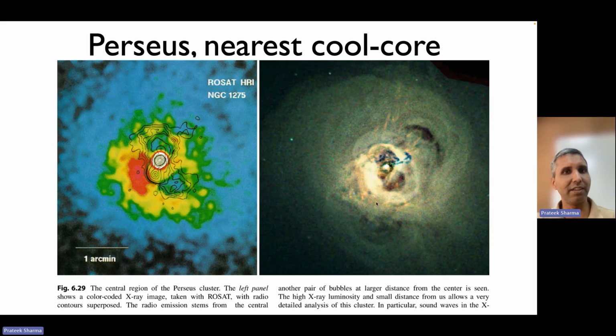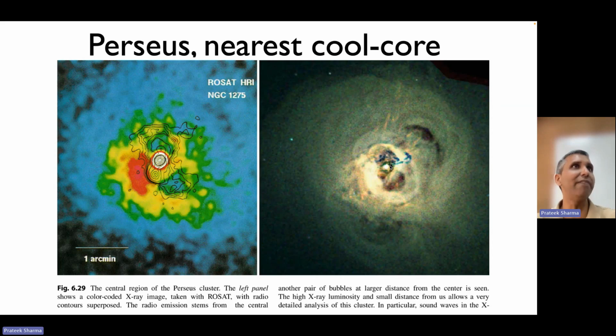This is the Perseus cluster, the nearest cool core cluster. Again, the same thing. So you see these radio jet contours. These are radio contours in Perseus, and this is X-rays. So wherever there are radio bubbles, there is lack of X-rays. So these are bubbles in radio, but cavities in X-ray, deficit in X-ray. This is Perseus again. These are radio cavities. There is deficit of X-ray emission here, wherever there are bubbles. So this is all about AGN feedback.